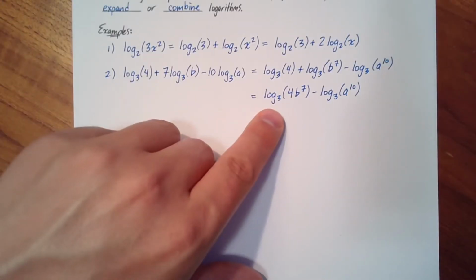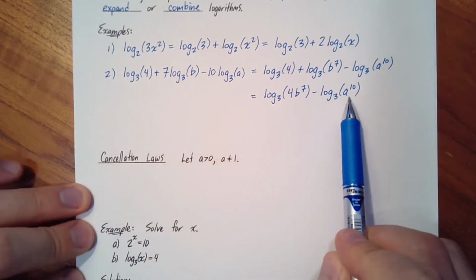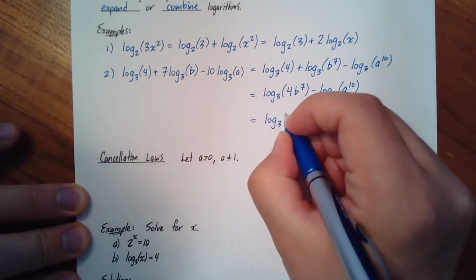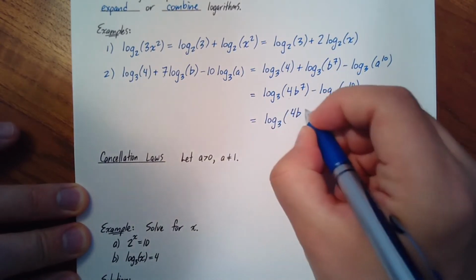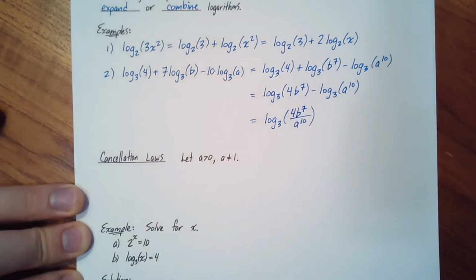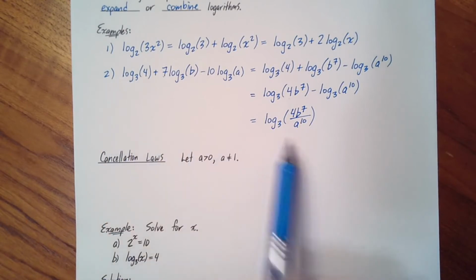Because we got log base 3 of 4b to the 7 minus log base 3 of a to the 10. Let's write it as a single log. So we can write this as log base 3 of 4b to the 7 divided by a to the power of 10. So now we've combined all of these logs into a single log.